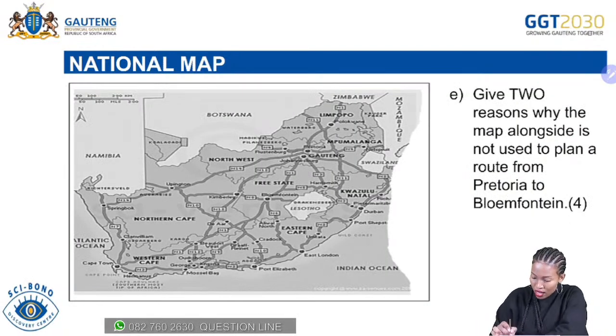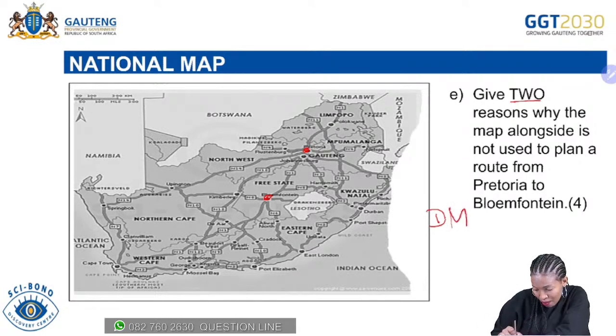And then the next question, we must give 2 reasons why the map alongside is not used to plan a route from Pretoria to Bloemfontein. These people are traveling from where? From Pretoria to where? To Bloemfontein. So we need to give 2 reasons why this map is not used to plan a route. What could be the reason, guys? The one reason that I can think of is that this map is not showing the distances between the 2 places. So it becomes difficult for you to estimate.